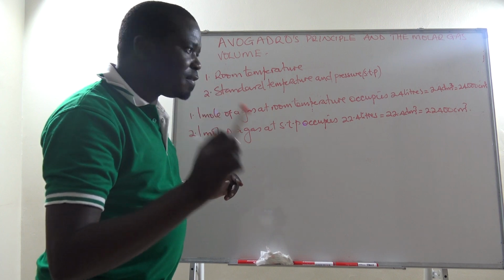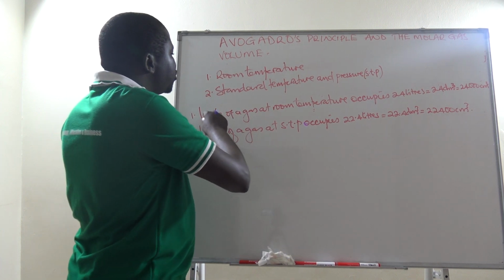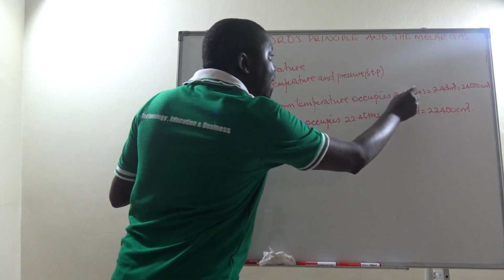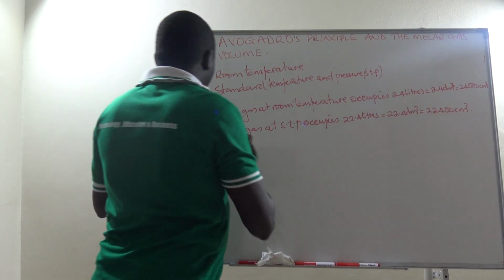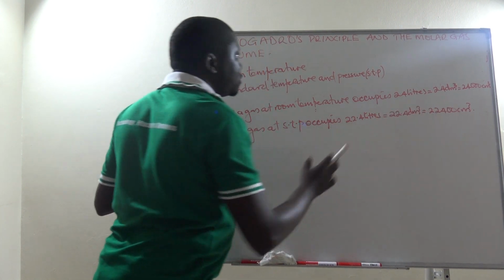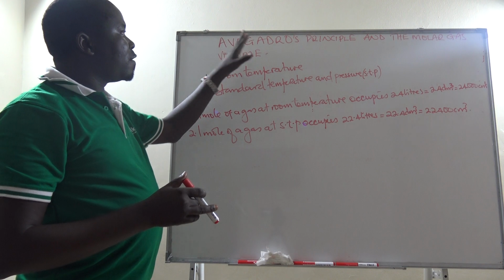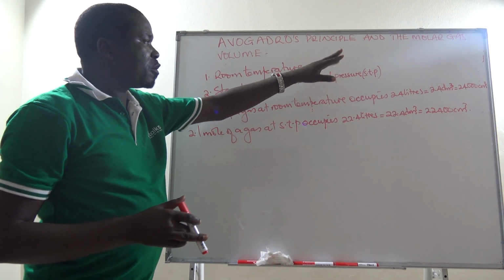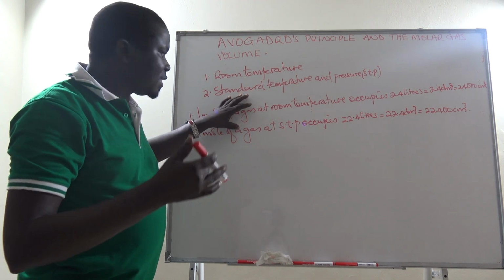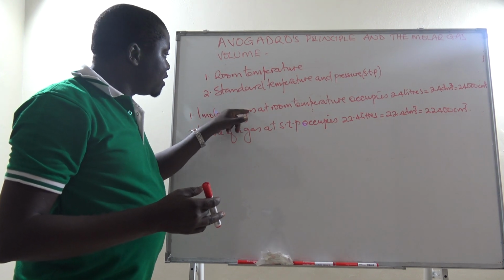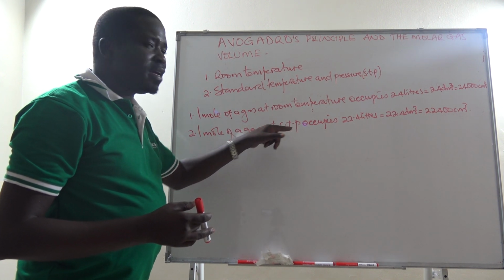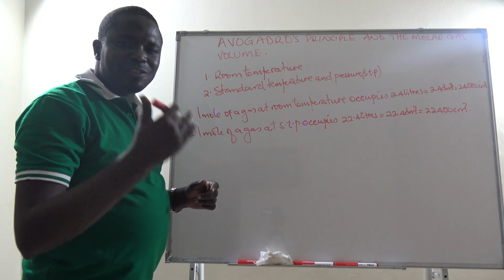But it is imperative for a learner to also be able to remember the molar gas volume at room temperature, these values here, remember all of them. And then even at STP, you should be able to remember. So that's what we call Avogadro's principle, and that's what we call the molar gas volume. We are now going to look next at how to use these values of the molar gas volume at room temperature and at STP to carry out our calculations.